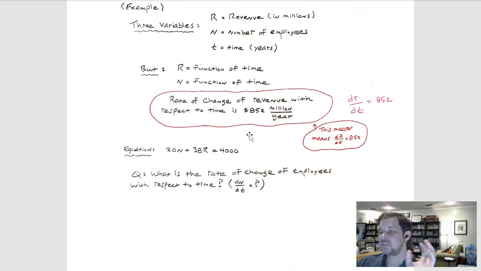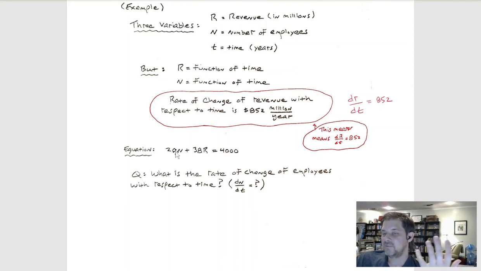Now, let's do this then. I've got this equation where the number of employees and the revenue are linked together, and we can't really argue with this equation. It is what it is. The question comes down to: what's the rate of change of employees with respect to time? I know how the revenue is changing with respect to time. It's going up by $852 million a year.